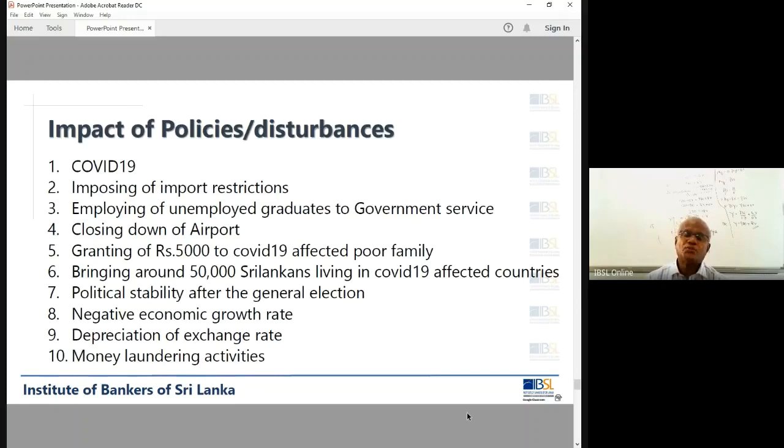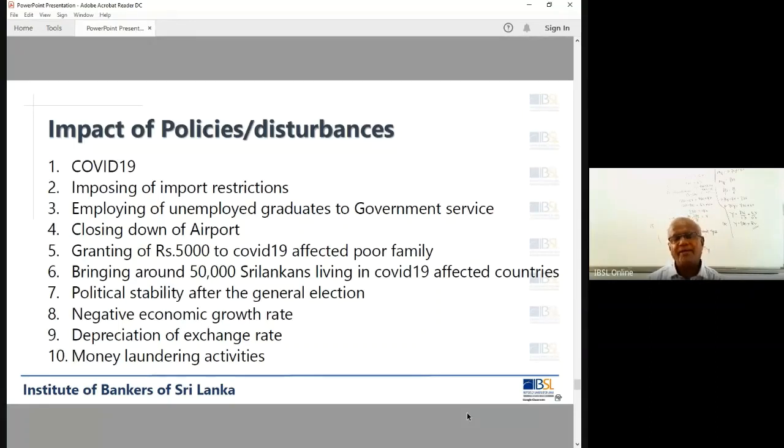Granting of 5,000 rupees to COVID affected poor families. Government granted 5,000 for 2 months. Government budget increases, budget deficit increases. Financing will be difficult. But that will be created to some extent, the price level will go up, inflation will go up. Money supply increases. Right? If to that amount the central bank issues treasury bills and treasury bonds, money supply also will go up. That is the thing.